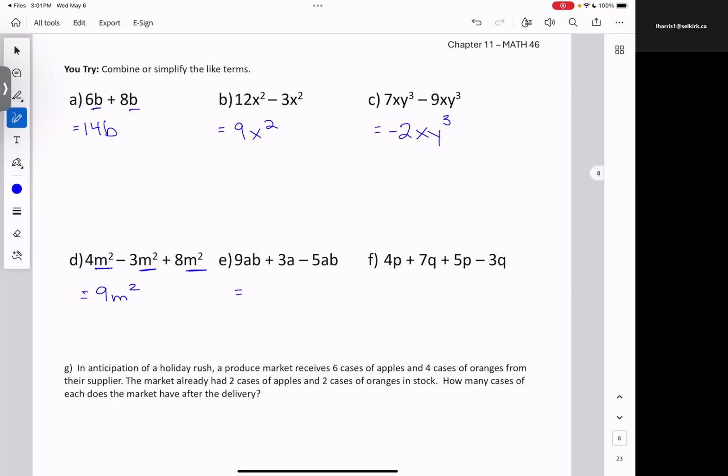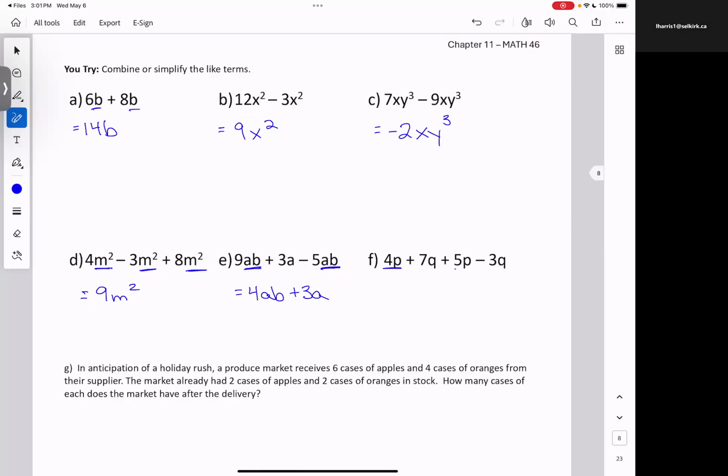And next one, we have to be careful here. These are not all like terms. We only have two like terms here with the ABs. So we would have 9 ABs minus 5 ABs gives us 4 of those ABs. And then we have this plus 3a left over. Those cannot be combined because they are not like terms. So that's as simple as we can go for that question.